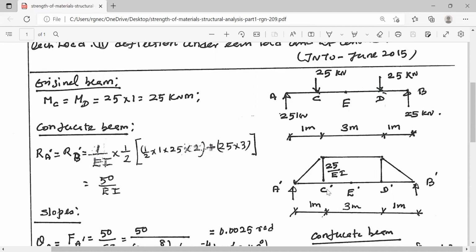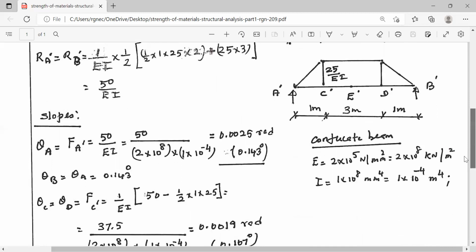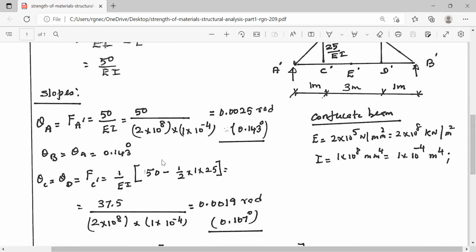RA dash into 1 meter. RA dash is 1 force and the other force is 1 by 2 into 1 into 25, that is of opposite side. So this is due to RA dash minus the triangular load 1 by 2 into 1 into 25. 1 by EI is common. This comes to 37.5 divided by EI. After substitution of the values of E and I, we get this in radians. For converting this into degrees, you multiply this by 180 by pi, you will get this in degrees. So theta C, theta D has been calculated.